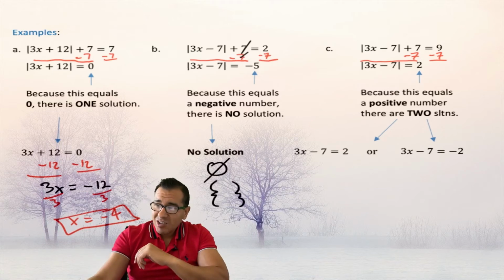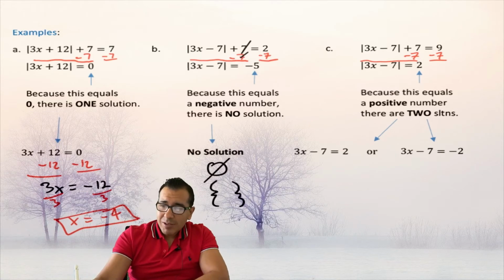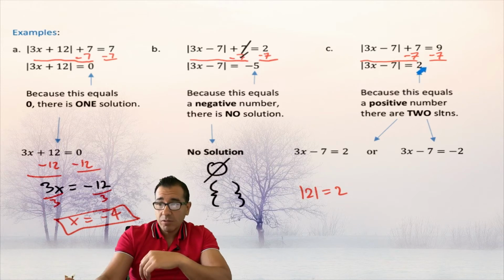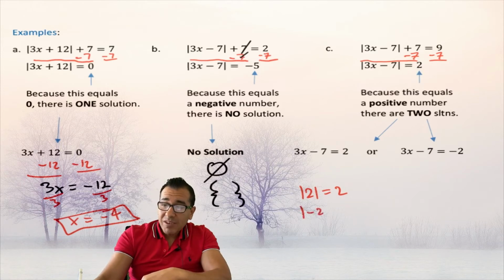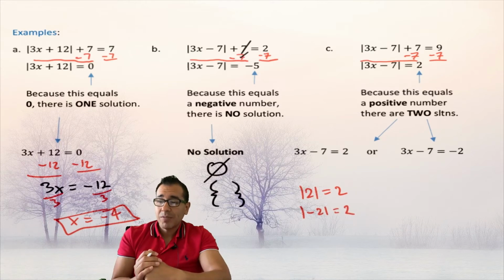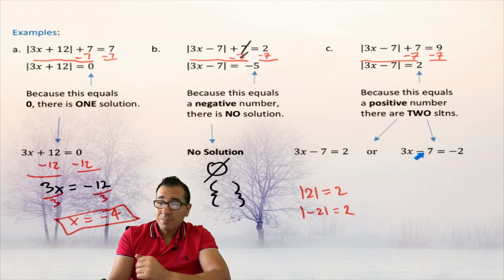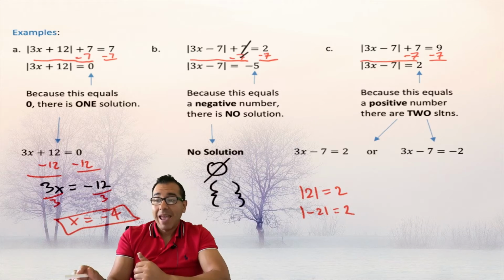And the reason is, let's think about this. What's the absolute value of 2? Well, that's 2. So that'll give you this answer over here. But that's not the only thing that will give you a 2. The absolute value of negative 2 also gives you 2. So for that reason, we let what's on the inside equal positive 2, because this positive 2 gave us the answer 2. And we also let this 3x minus 7 equal a negative 2, because when you take the absolute value of negative 2, you also get a positive 2.